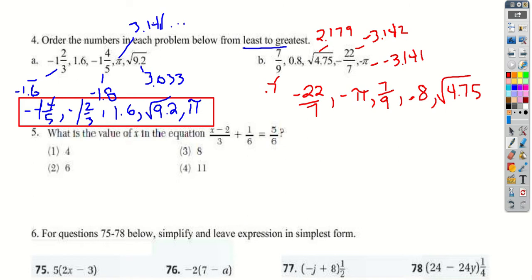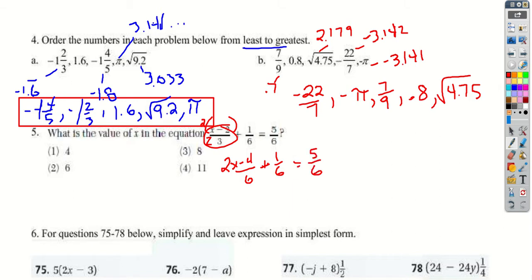What is the value of x in the equation? Really, this is a multiple choice question, so what you could do is take these answers and just plug them in for x. You won't have this question on your quiz, but what we really want to do is get common denominators here. So I want to turn this into a denominator of 6, which means I'm going to multiply the top number by 2 and the bottom by 2. So this is going to turn into 2x minus 4 plus 1 over 6 equals 5 over 6.